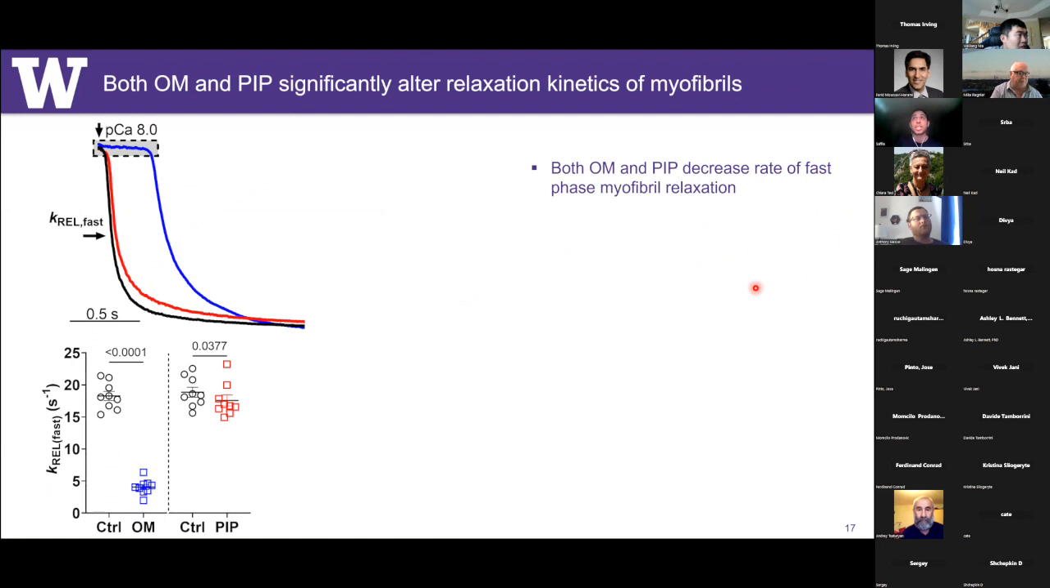Along with the activation kinetics, we also quantified how OM and heparin impact the relaxation kinetics of cardiac myofibrils. We observed that both OM and heparin significantly decreased the rate of fast phase relaxation. However, similar to the KTR measurements that we saw in tissue mechanics, the relative inhibition of heparin compared to OM in K-rel slow was significantly less compared to OM.